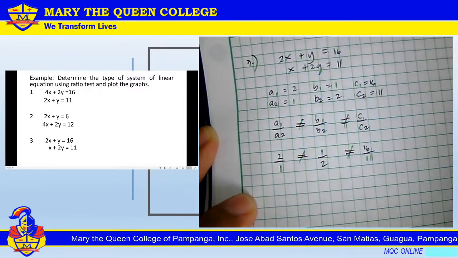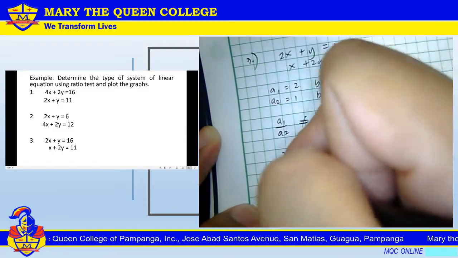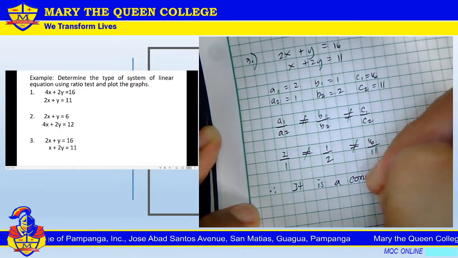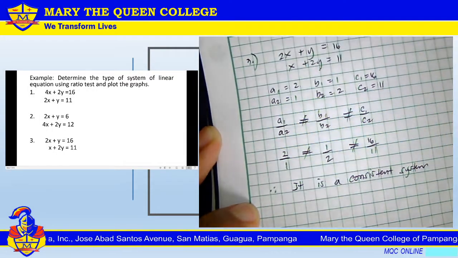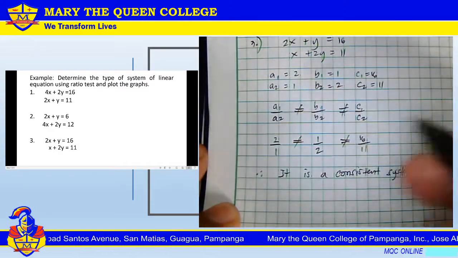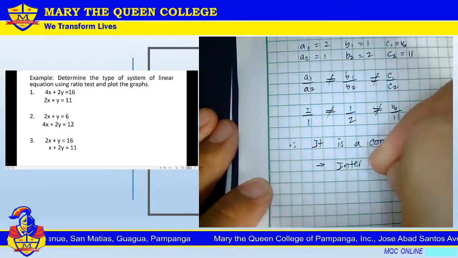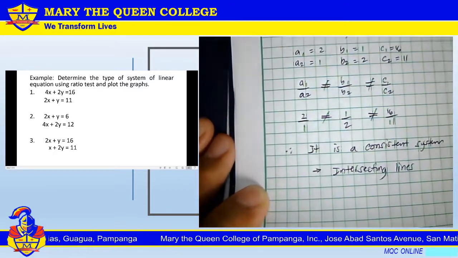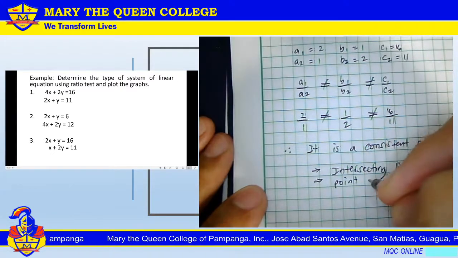So, if we do not have equal ratios, what kind of system is it? Therefore, it is a consistent system. What do you mean by consistent system? If we have a consistent system, what kind of lines do we have? So we can produce intersecting lines. When we say intersecting lines, it has a point of intersection.